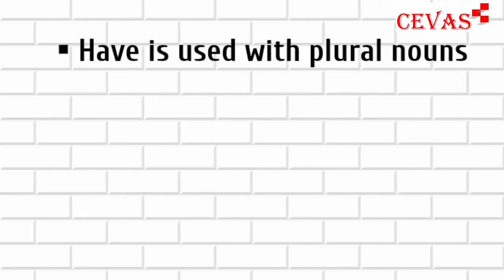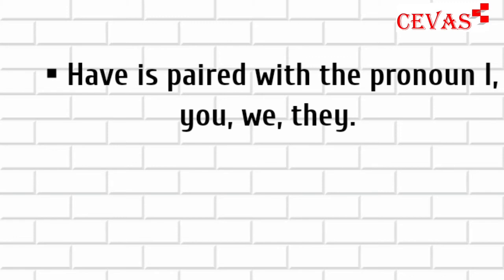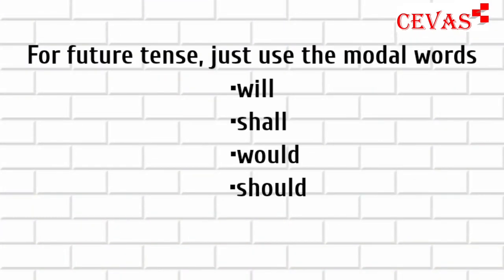Now, let's move on to the word have. Have is used with plural nouns. Example, Mike and Jane. Blankets, trees, girls, and many more. Have is paired with the pronouns I, you, we, they, and it is used in present and in future tense. For future tense, just use the modal words will, shall, would, and should before the word have.